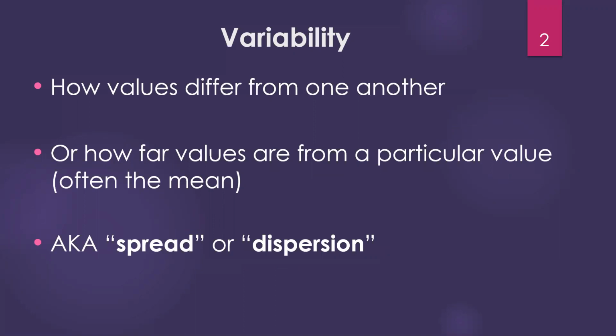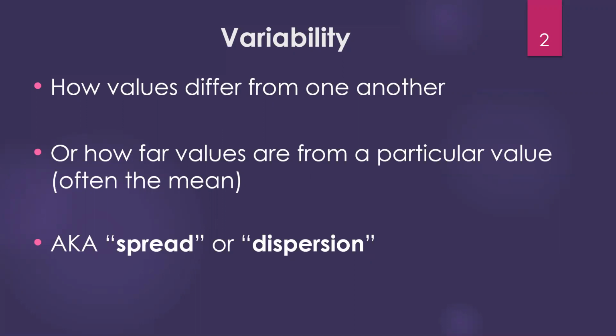So variability is all about how values in a data set differ from one another. Another way to think about this is how different each value in a data set is from a particular value, such as the mean. For example, if you have a set of values, how spread out are they away from the mean? Are values all really close together, close to the mean, or are they all really spread out? Other words for variability include spread, how spread out the values are, or dispersion, how dispersed are the values.